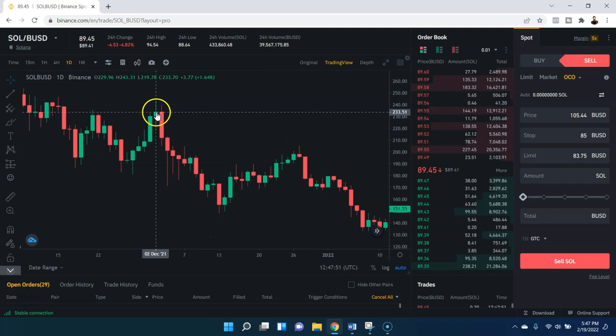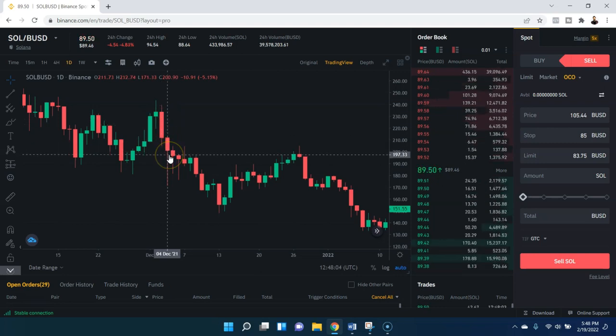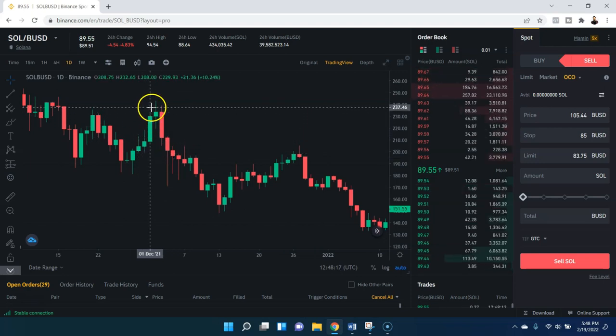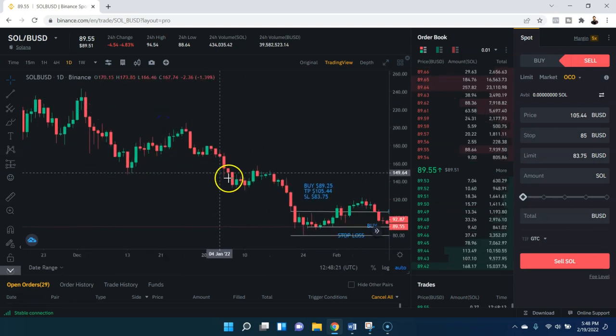Here you can see that the price of SOL was 233 on 2nd December. And on 3rd December, the lowest was 205, and this was the day, 4th of December, when the market crashed. You can clearly see that the opening price was 211 and the lowest price was 171, and from that point onward the price of SOL has been in a clear drawdown.